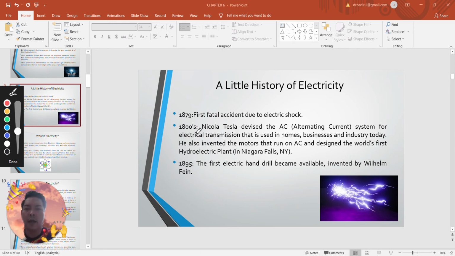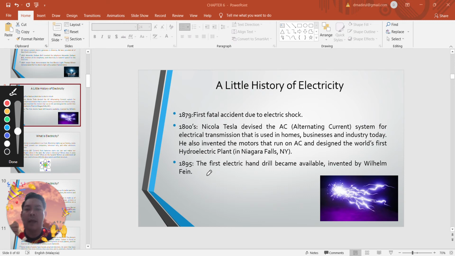So in 1888, Nikola Tesla devised the AC, also known as alternating current system, for electrical transmission that is used in homes, businesses, and industry today. Nikola Tesla also invented the motor that ran on AC and designed the world's first hydroelectric plant, which is being built in Niagara Falls in New York.